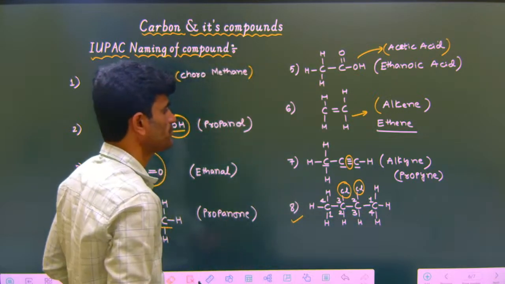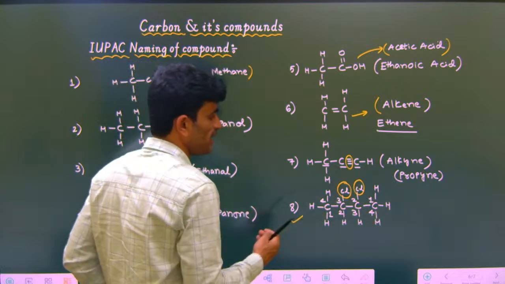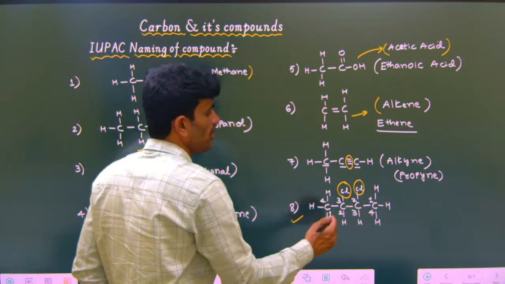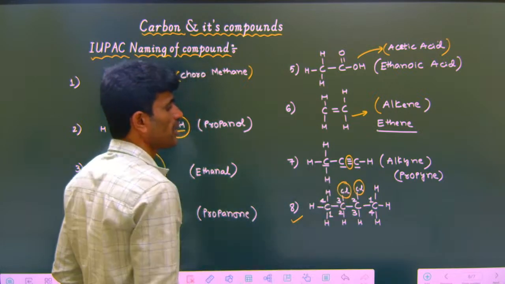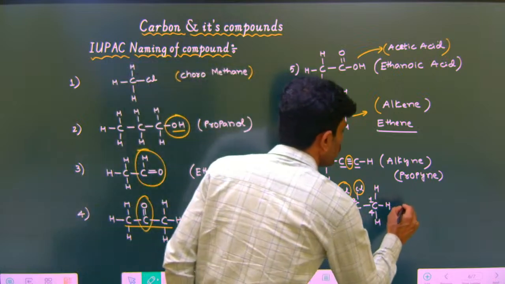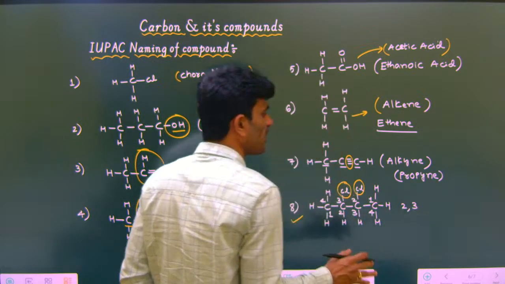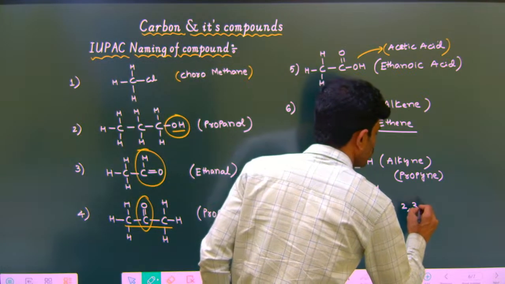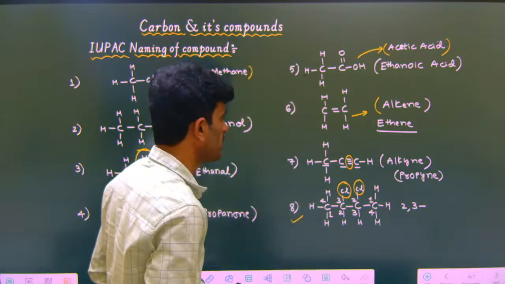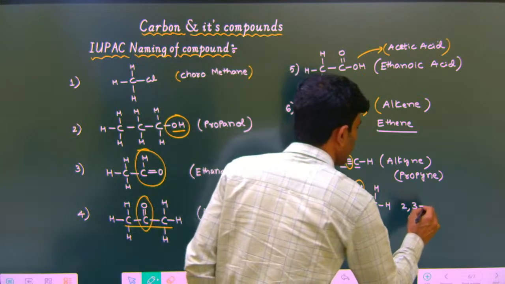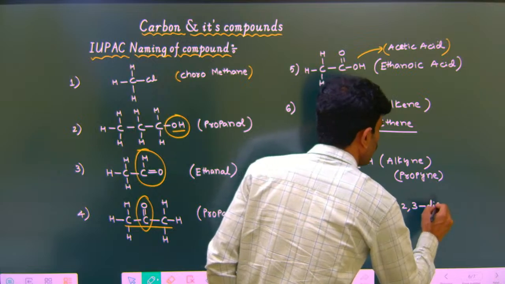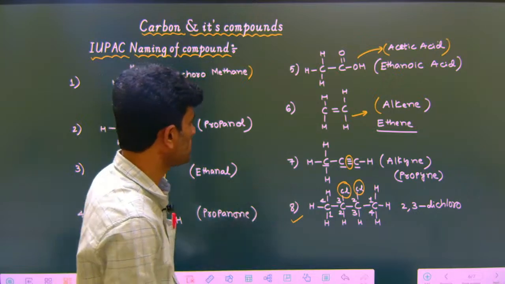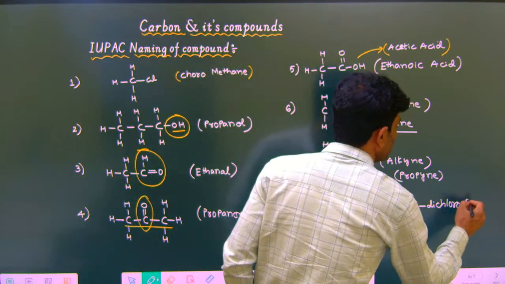After you give the numbering like this, you have to see from which side. For example, from this side, on the second carbon and third carbon, and even from that side also, on the second carbon and third carbon you have chlorine. So what do you write? 2, 3. You mention the carbon numbers where the chlorine is attached. Then write a hyphen, 2, 3. How many chlorines are there? 2 chlorines, so we write dichloro. 2,3-dichloro. Because 4 carbons are there, it is butane.